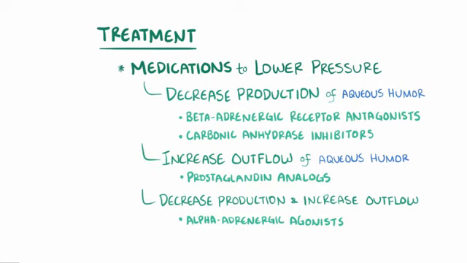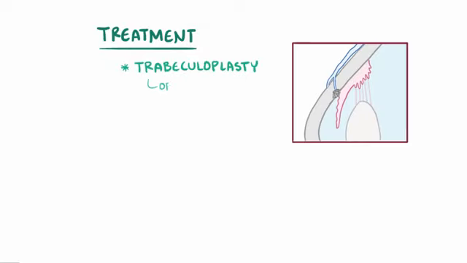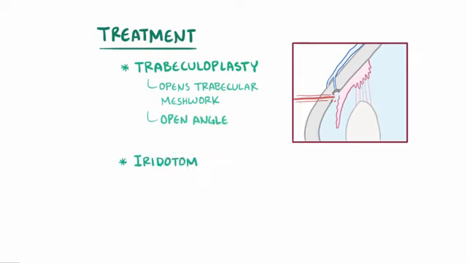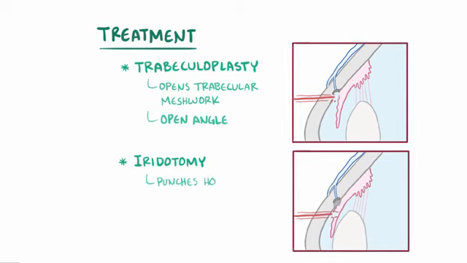In addition to medications, there are also laser treatments available. For example, trabeculoplasty is a treatment where a laser is used to open the trabecular meshwork, and this helps treat open angle glaucoma. And there's also iridotomy, which uses a laser to punch a tiny hole in the iris, which helps to treat closed angle glaucoma.